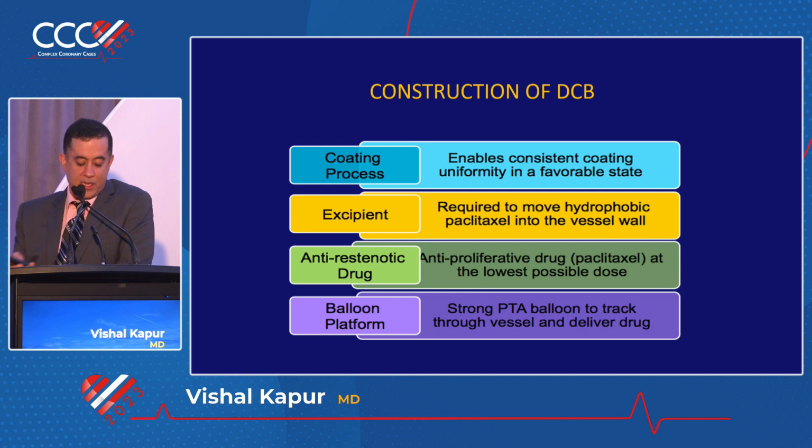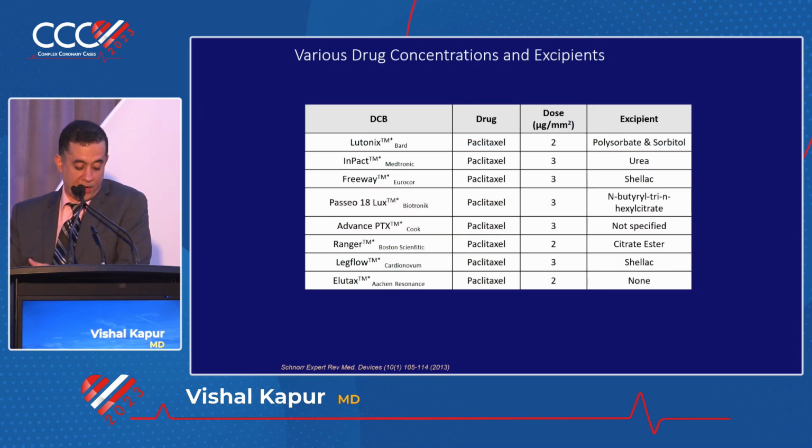But this is just a basic background of how the DCB works. You have a coating process, you have an excipient, you have the antirestenotic drug, which in this case is paclitaxel, and you have a balloon platform. So not much variation between different balloons in the market. Lutonix uses a slightly lesser dose, while Impact and other devices use a little bit stronger dose.